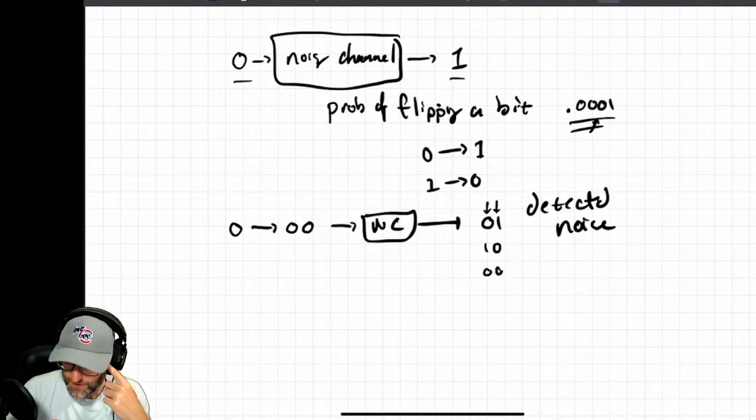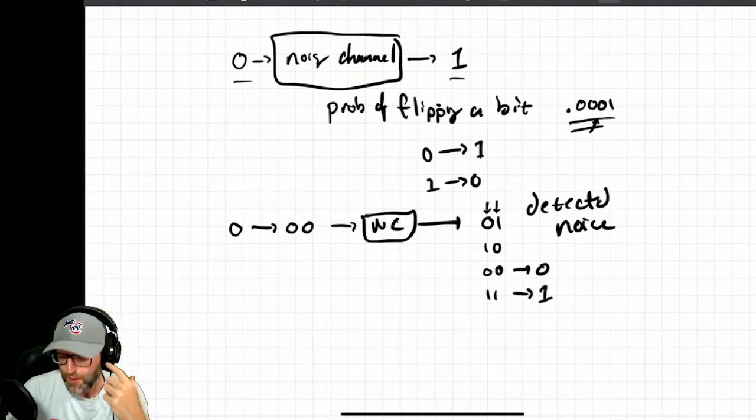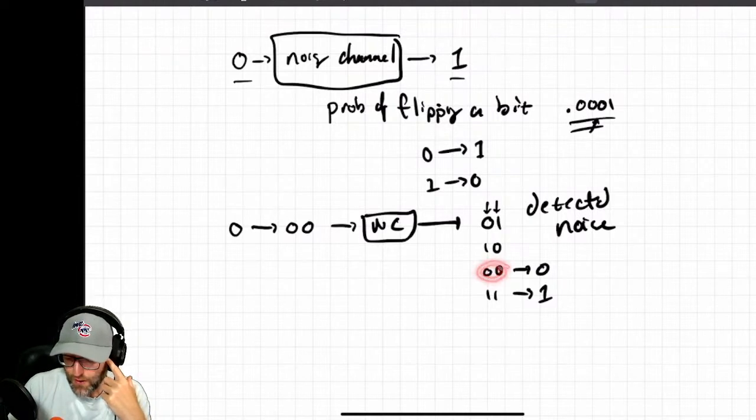Well, if you receive 0, 0, then it must have been a 0. If you receive 1, 1, then it must have been a 1. It's possible that if you receive a 0, 0, they actually sent a 1. But the probability of that is extremely low. It's going to end up being p squared, right? Which is even lower.